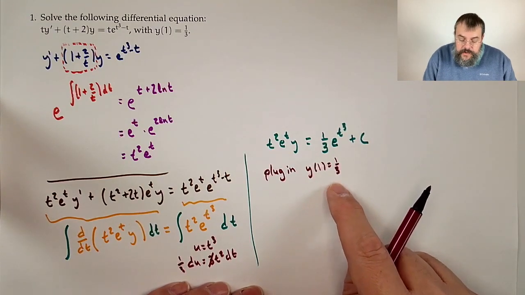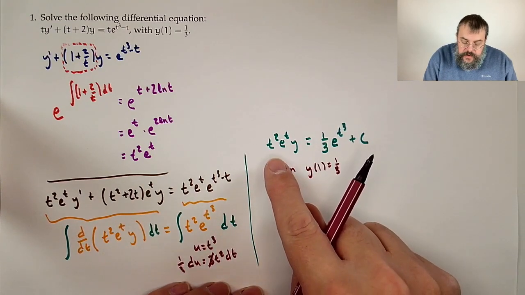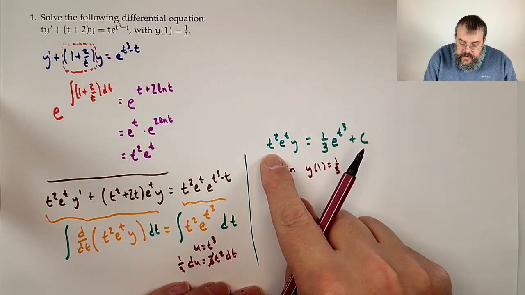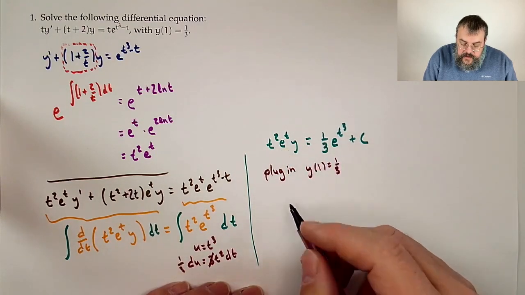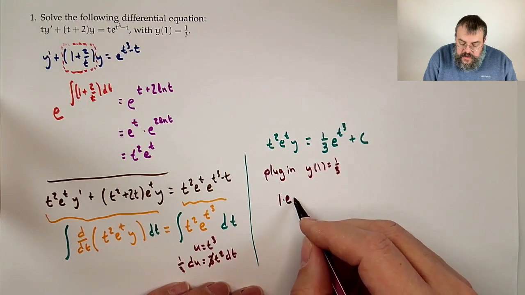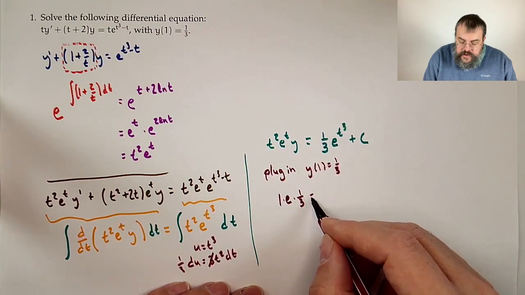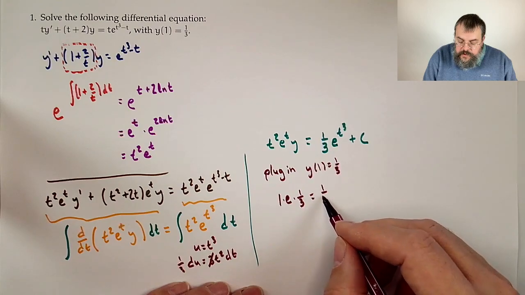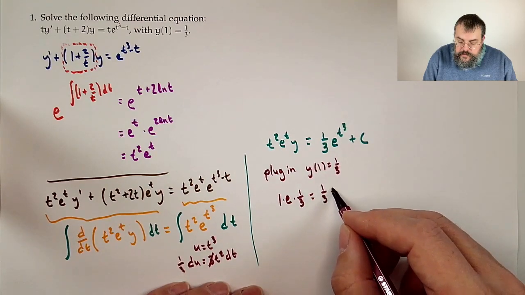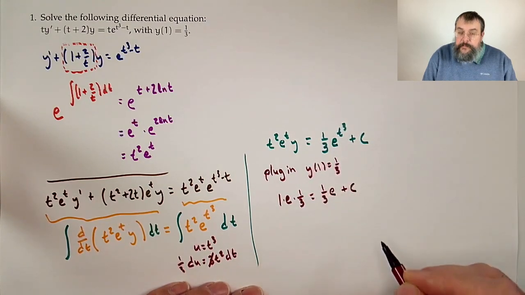Everywhere you see y, put a 1/3. Well, what do we have? We'll have 1 times e to the 1. So we get 1 times e times 1/3 equals, on this side, 1/3 e to the 1 cubed, which is still e, plus c.